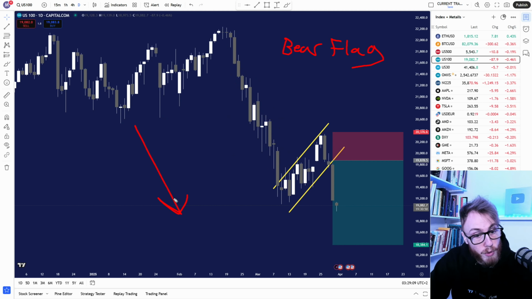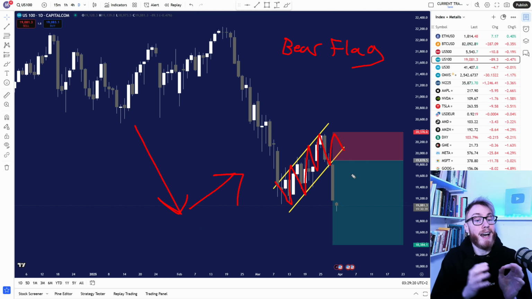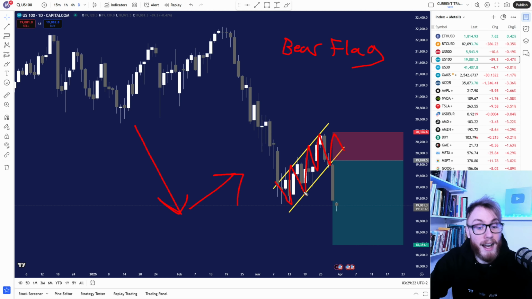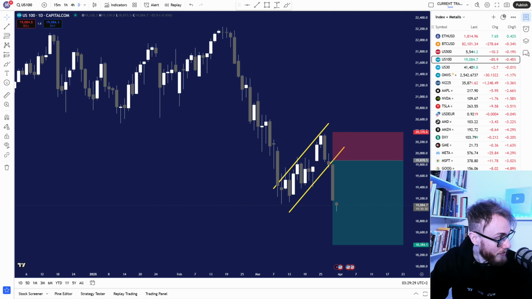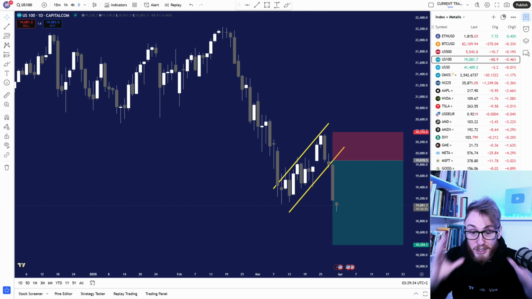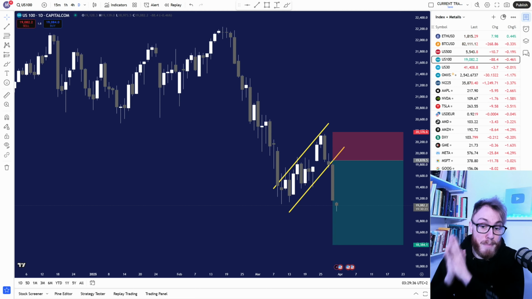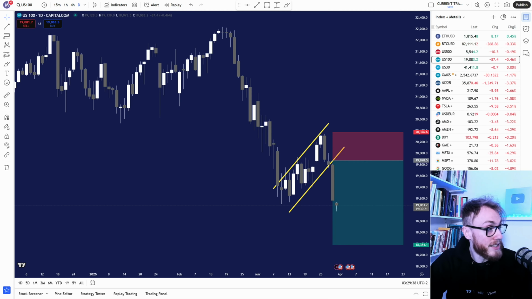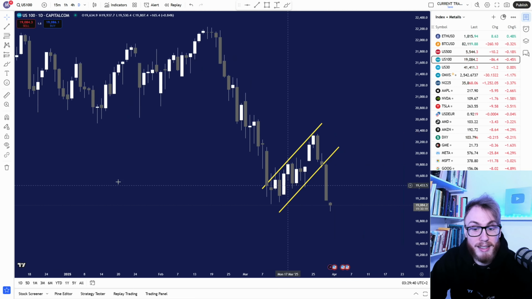What we then look out for is a pullback. That is a move in the opposite direction of the impulsive move. And here you can actually see that recently Nasdaq has been making this pullback, and the goal here of the bear flag is to continue the trend towards the downside. So as we can see right here, Nasdaq has just recently actually printed a bearish flag. So now let's take a look at how we trade the bear flag.